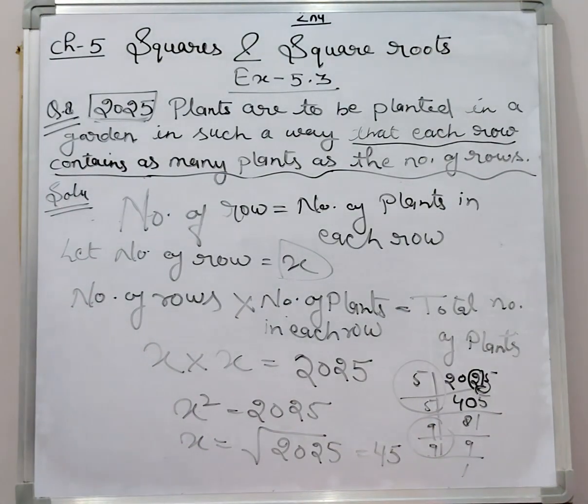So here there are 45 plants in each row, and the number of rows is also 45, so that you get 2025 plants in all. So this is question number 8.